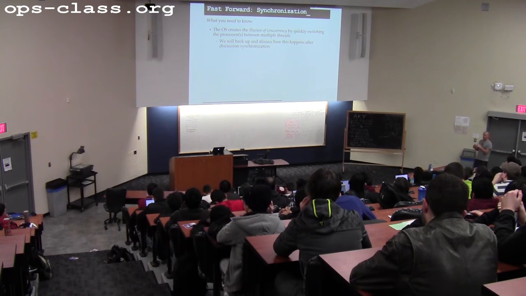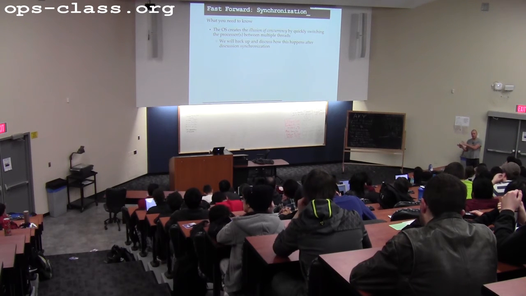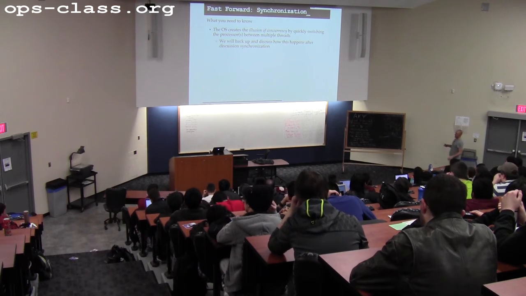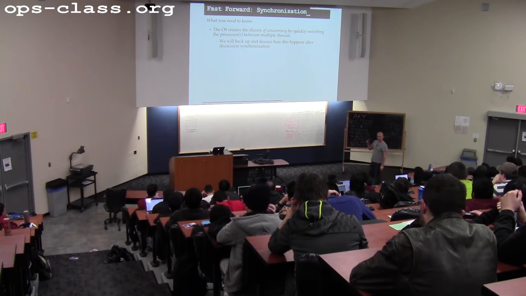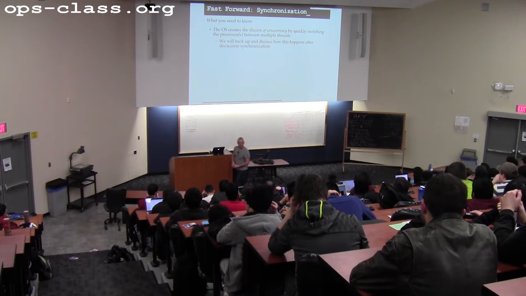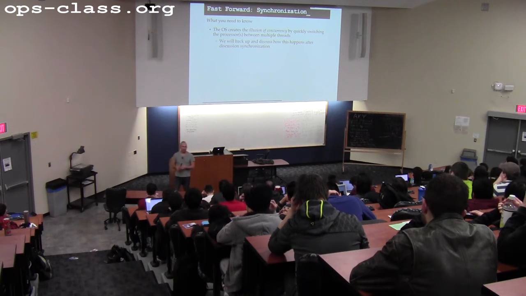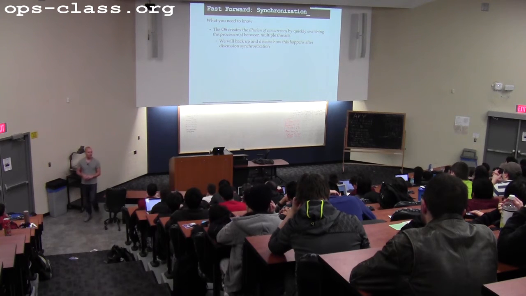What I want to do is give you a primer. We're going to come back and talk about threads in a week, maybe a little bit more. But what you need to know to start thinking about synchronization, in particular to start working on assignment one, is the idea that, up until very recently, concurrency was always an illusion for the operating system, right? Why is that?